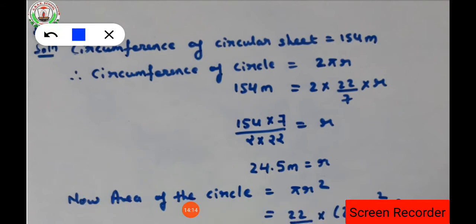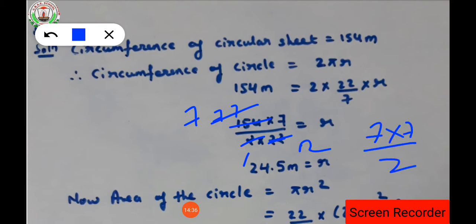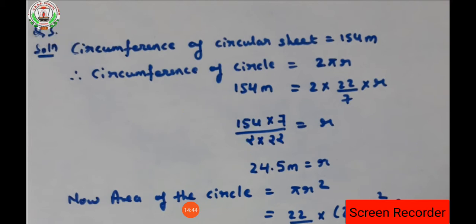Now this can be cancelled by the table of 2. So it will be 77, isn't it? Now again in the table of 11, 11 twos is 22. So it will be 2 times, and 11 sevens is how much? 77. Now 7 into 7 upon 2 is equal to, while doing the calculation we will get the number as 24.5 meter is equal to r, that is the radius.